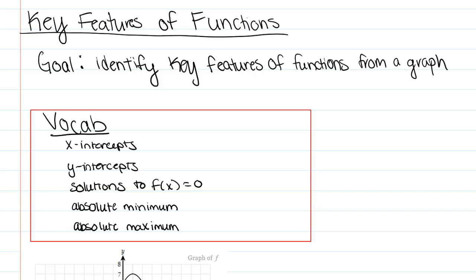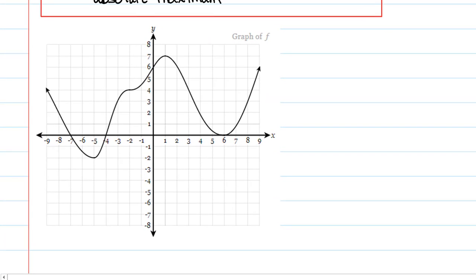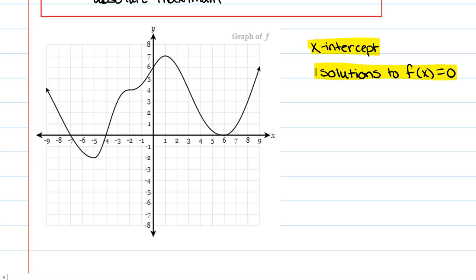All right, so let's take a look at our first graph. It's kind of a squiggly graph here. That's its official name, I'm pretty sure. So let's label all of that vocab on here. So let's start off with the x-intercept. And that is actually the same as solutions to f of x equals 0. Okay, so these two are the same point on the graph.